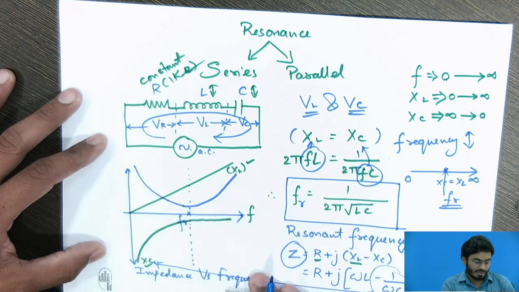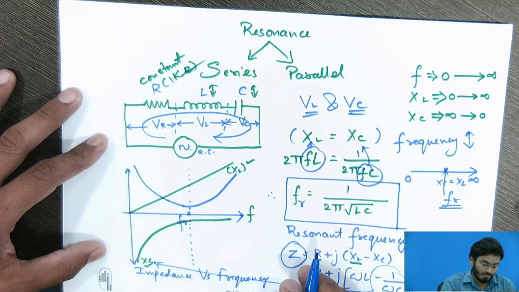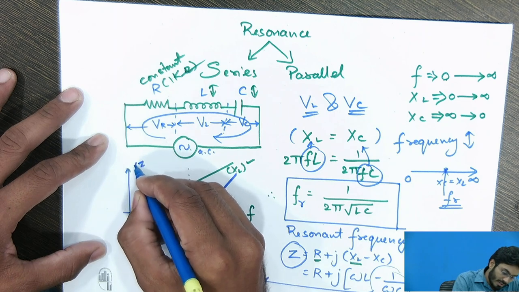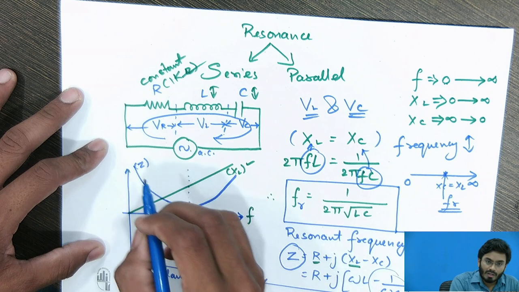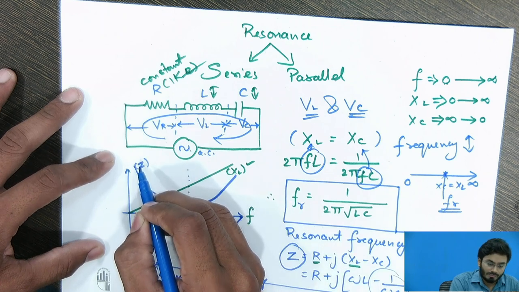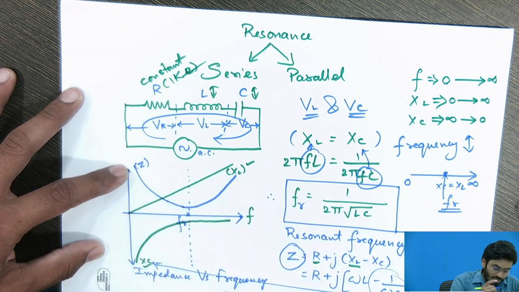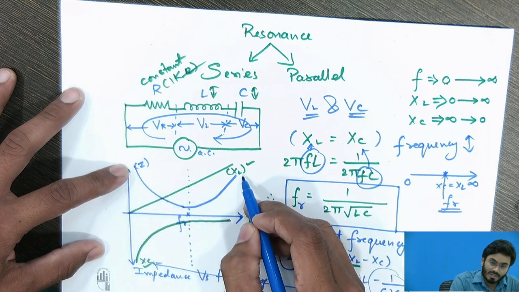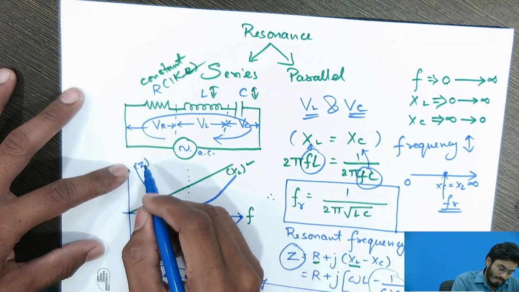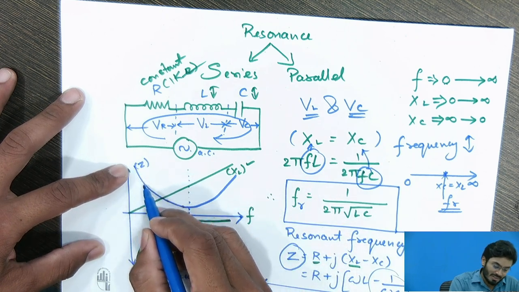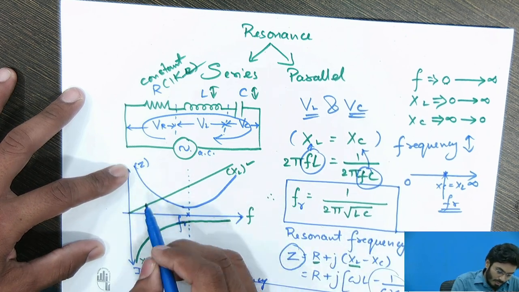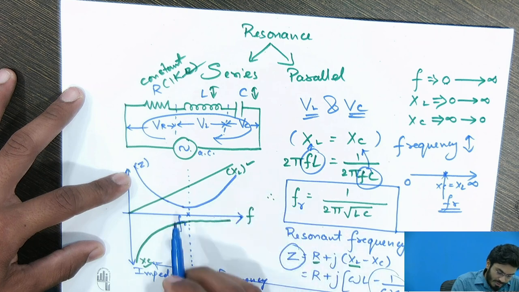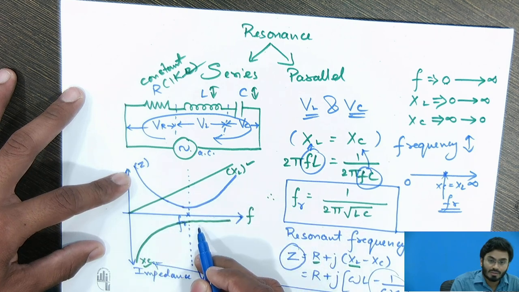Now, there is a reason for this. How to read this particular graph? This curve is representing the overall impedance, which means that this curve is a combination of XL and XC altogether.